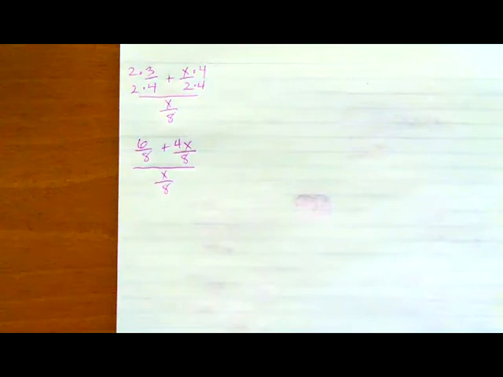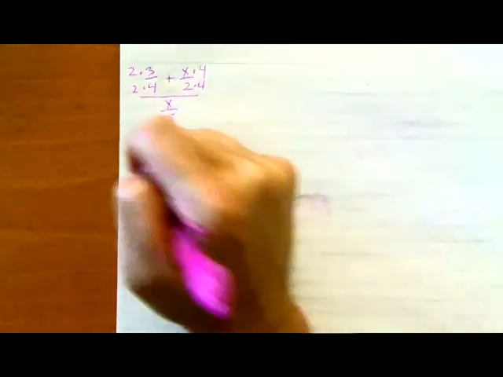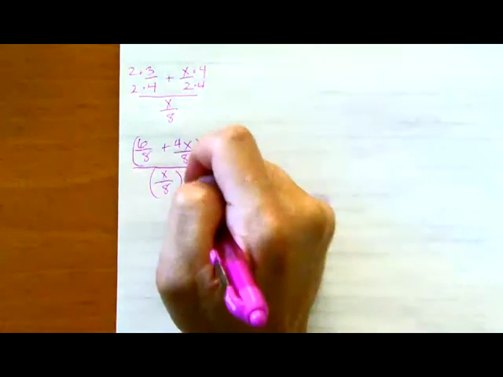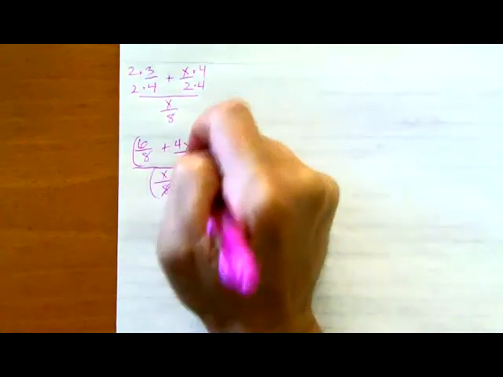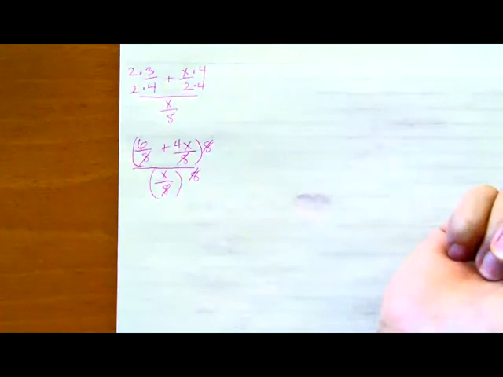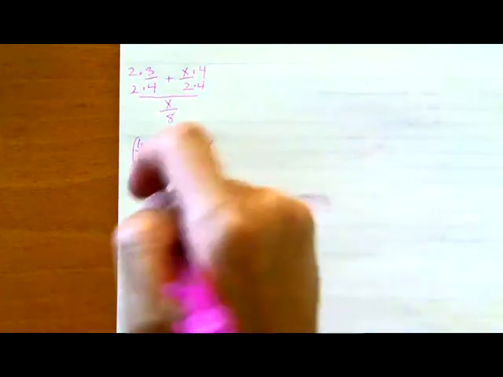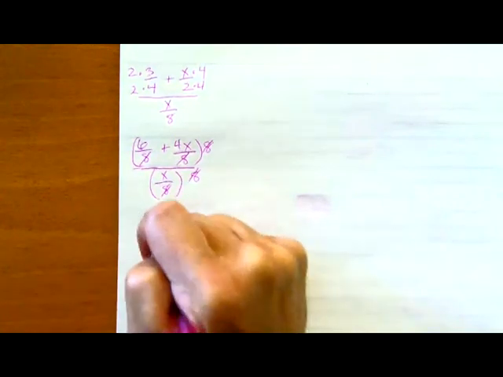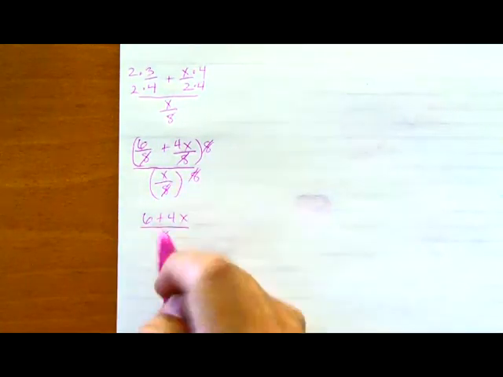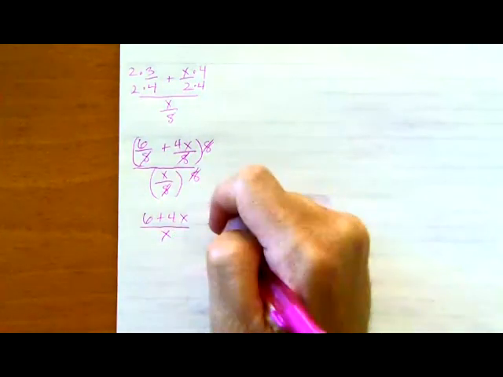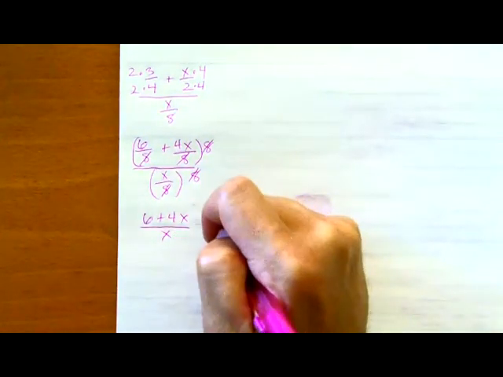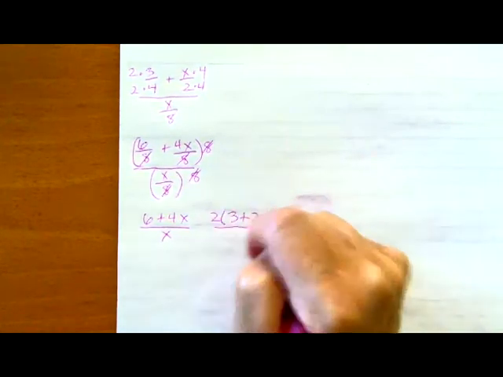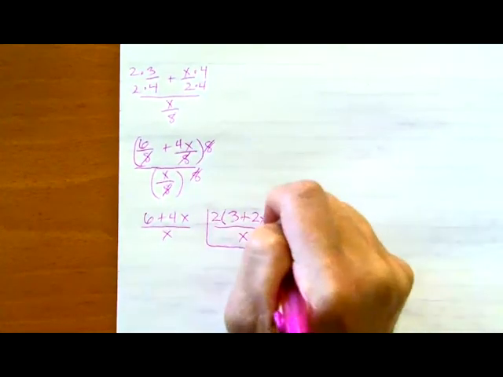Now that the denominators match, we can multiply everything by 8, top and bottom. This 8 will cancel those. 6 plus 4x over x. Oh, we should factor the top. They have a 2 in common. 3 plus 2x. And there you go.